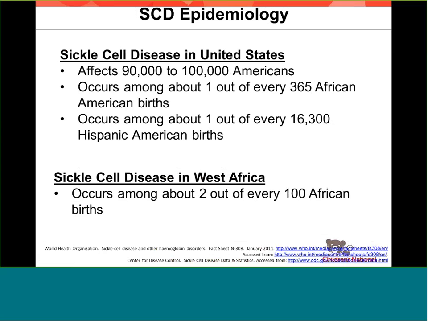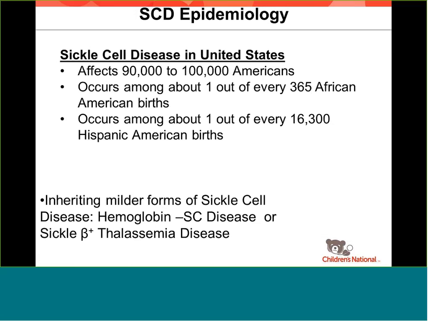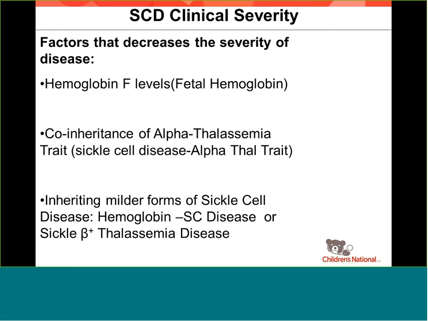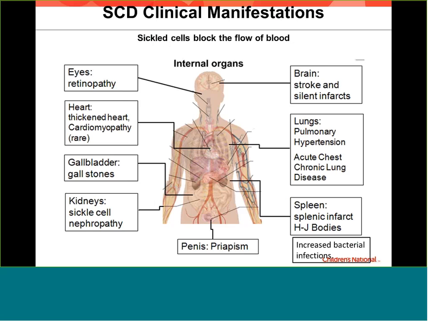In general, sickle cell affects about 90 to 100,000 Americans, 1 out of 365 African-American births, about 1 out of 16,000 Hispanic American births, and in West Africa, notably, for every 100 West African births, 2 have sickle cell disease. In terms of sickle cell severity, it's affected by fetal hemoglobin levels, co-inheritance of another thalassemia gene called alpha thalassemia trait. So if you have alpha thalassemia trait, it tends to make the sickle cell milder. And also inheriting milder forms of sickle cell disease, so SC disease or sickle beta thal plus disease.